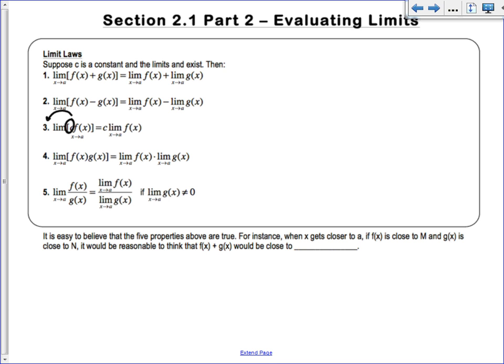Products, you can bring the limit in. Quotients, you can bring the limit in, as long as the bottom isn't zero. It's easy to believe that the 5 properties above are true.